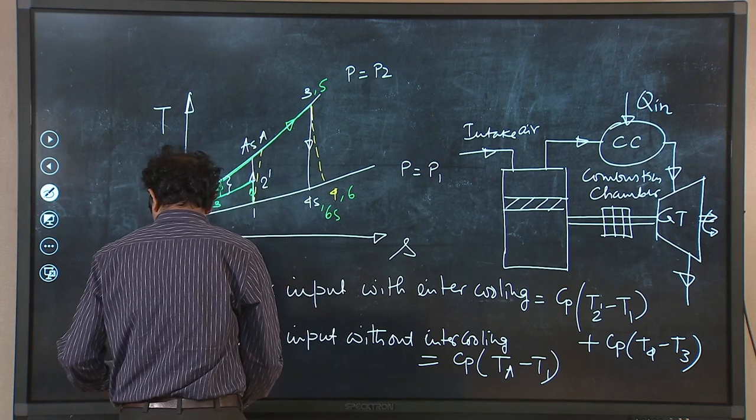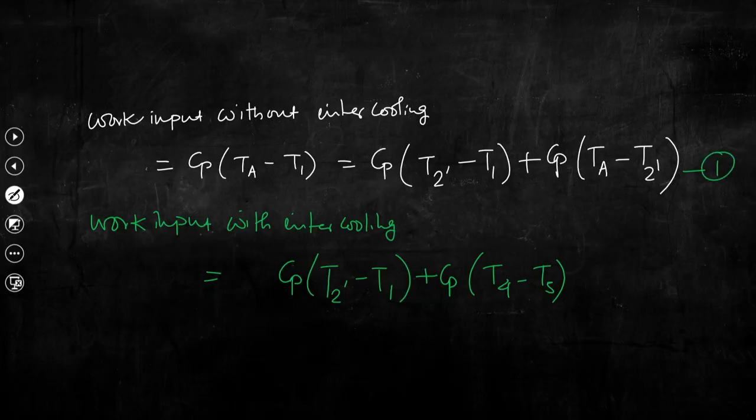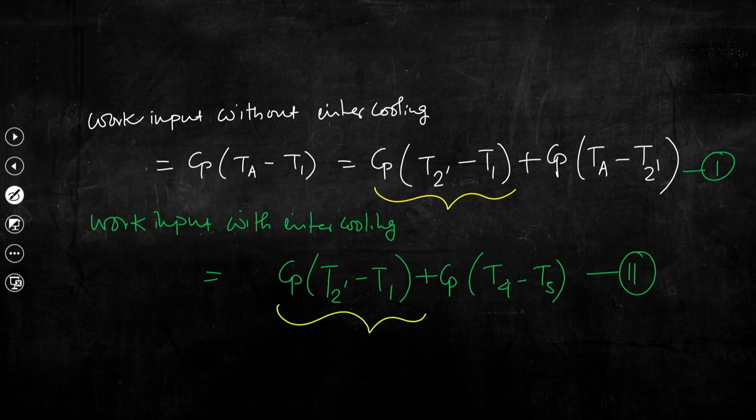Okay. So, now if we compare these two equations, if this is equation number 1 and this is equation number 2, then certainly following our previous discussion, the work input needed following reversible adiabatic compression, but using an intercooling unit, is less than the work that would be required for the reversible adiabatic compression using a single stage compression, no intercooling effect. So, the first term, this term is equal to this term. So, work input without intercooling and work input with intercooling. So, the work input with intercooling should be less than work input without intercooling, provided this quantity is less than this, because this is common.